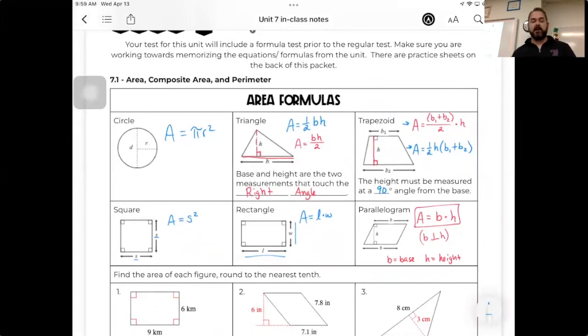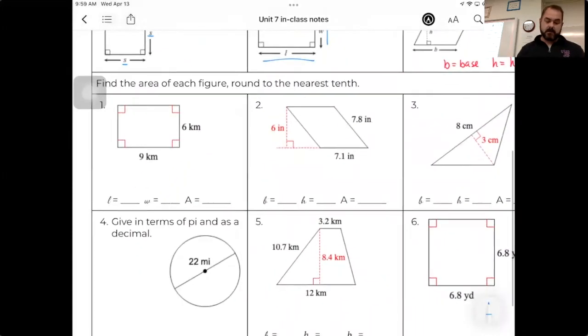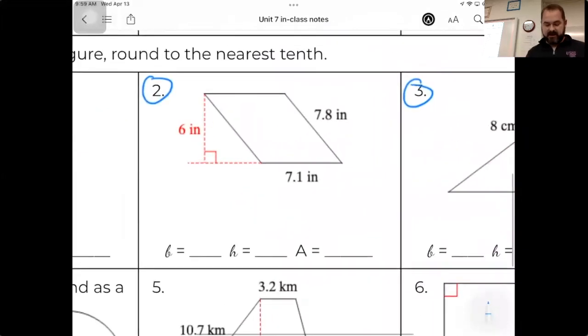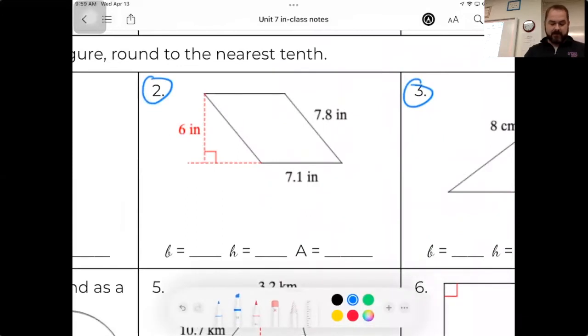What I want us to do now, we're going to go through some examples. I'm actually going to have you pause the video here, and I'm going to have you do number 1, 2, and 3 on your own. When it comes to number 2, I do want you to realize this shape is a parallelogram. This is the actual shape.